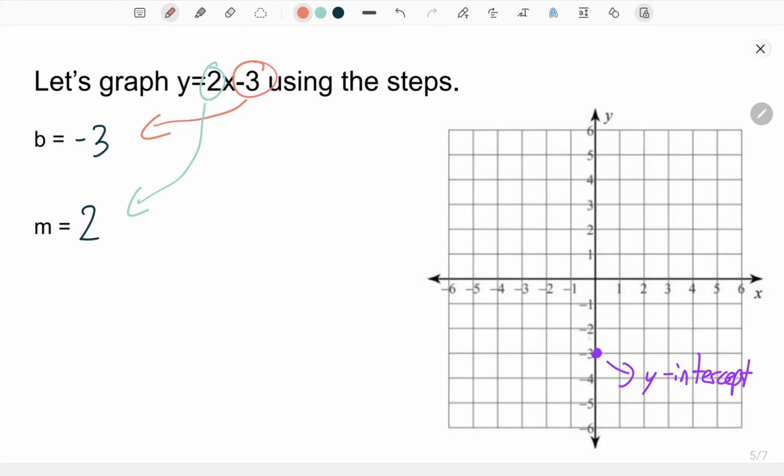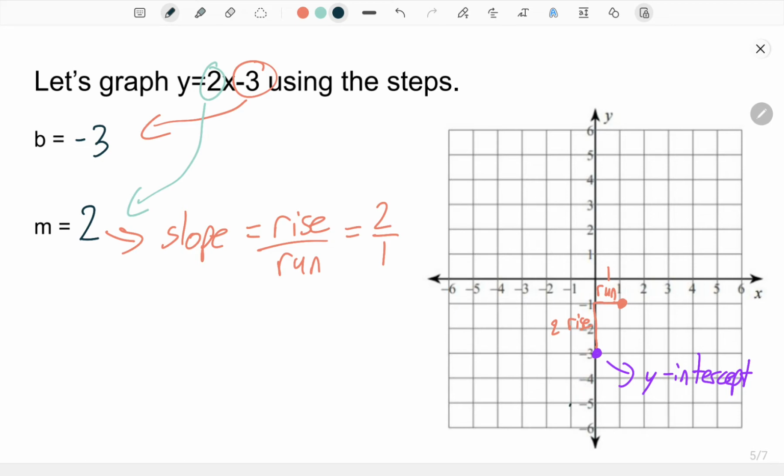Step 2, take a look at your slope. We have a slope value of 2. Remember, slope is equal to rise over run, and that's what we're going to make use of to figure out where a new point could be. So if we have rise over run, 2 is like saying you have 2 over 1. So we're going up 2 and across 1 as we go from point to point. So up 2, across 1. And that would be a new point. So rise, run. 2, 1. Okay, we have 2 points.